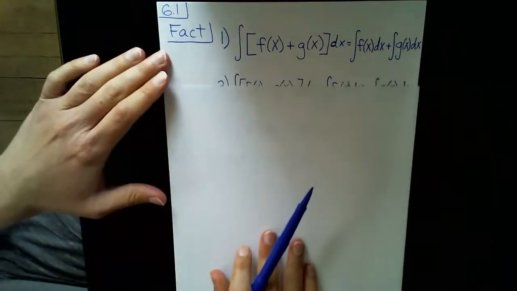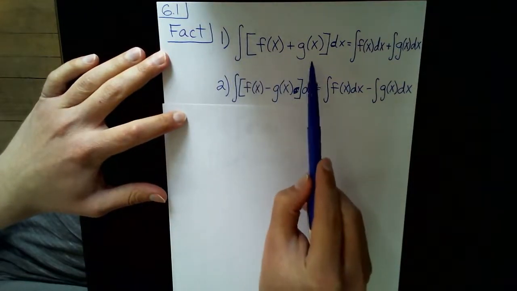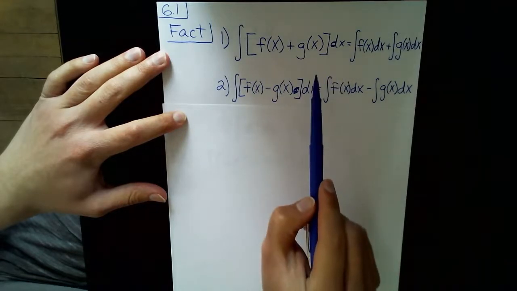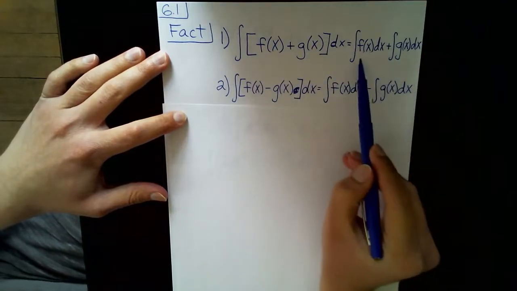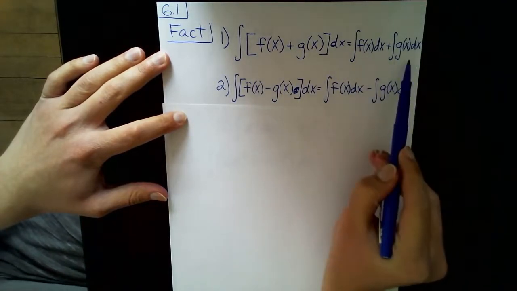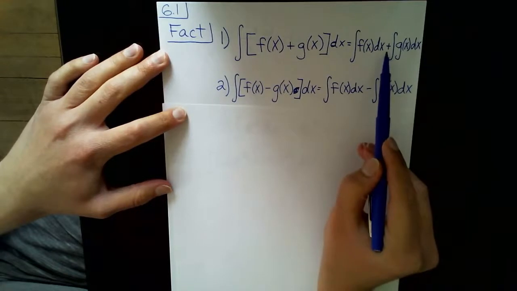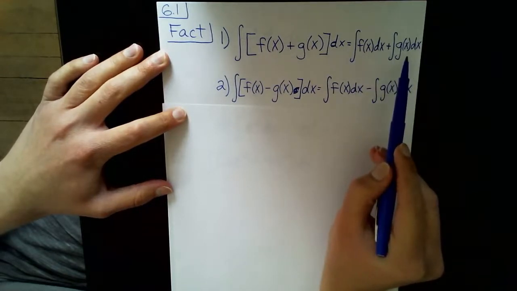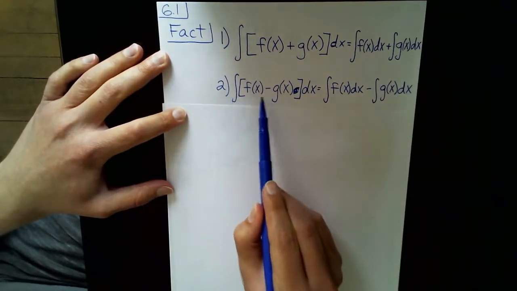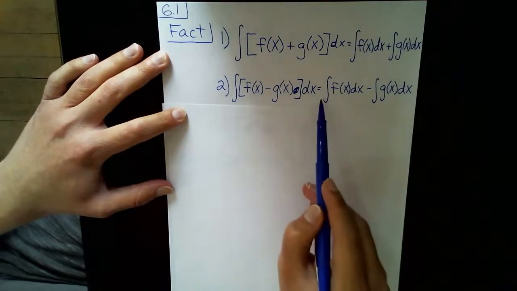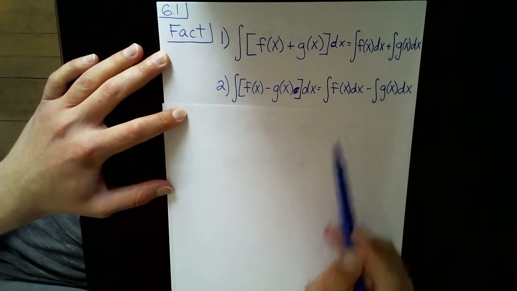So our rules say, given the integral of f of x plus g of x, all with respect to x, so dx on the outside of all of this, we can break this up into two separate integrals being added. So if you're adding inside of the integral, you can add two separate integrals on the outside. The same thing is true for subtraction. The integral of f of x minus g of x dx is equal to the integral of f of x dx minus the integral of g of x dx.